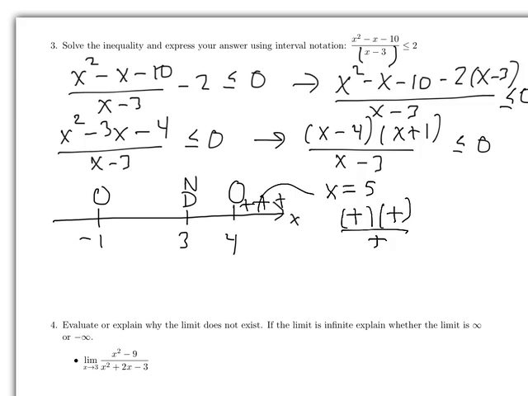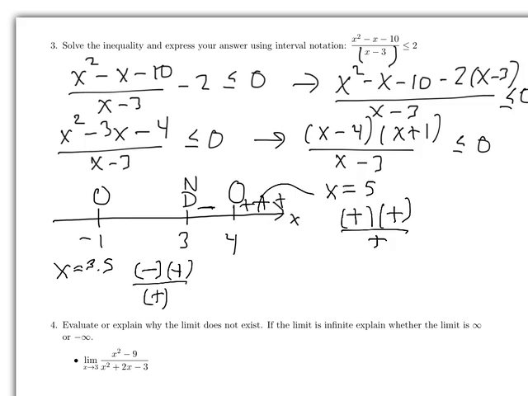Now we need to check another number between 3 and 4. Say x equals 3.5. 3.5 minus 4 is negative. 3.5 plus 1 is positive. 3.5 minus 3 is positive. A negative times a positive divided by a positive is negative. So from 3 to 4, the expression is negative.